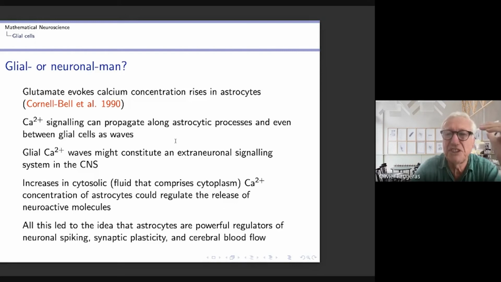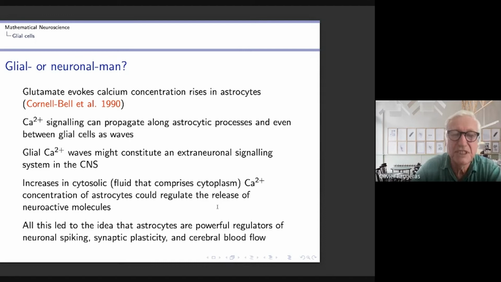glial cells as waves. There are very nice spiral waves among glial cells. These glial cells' Ca2+, or calcium waves, might constitute an extraneuronal signaling system in the CNS. And the increases in cytosolic calcium concentration of astrocytes (cytosol is a fluid that comprises cytoplasm) could regulate the release of neuroactive molecules, not only the action potentials, but also the calcium released by the astrocytes.